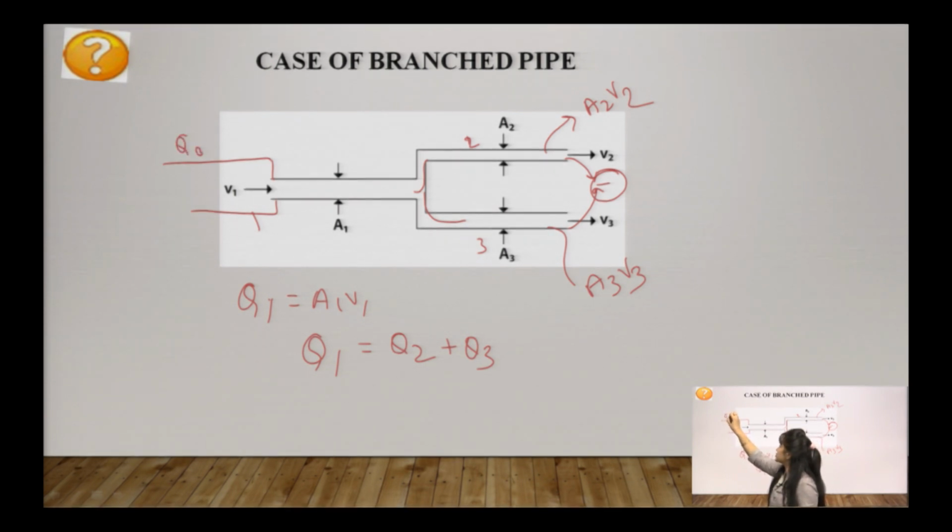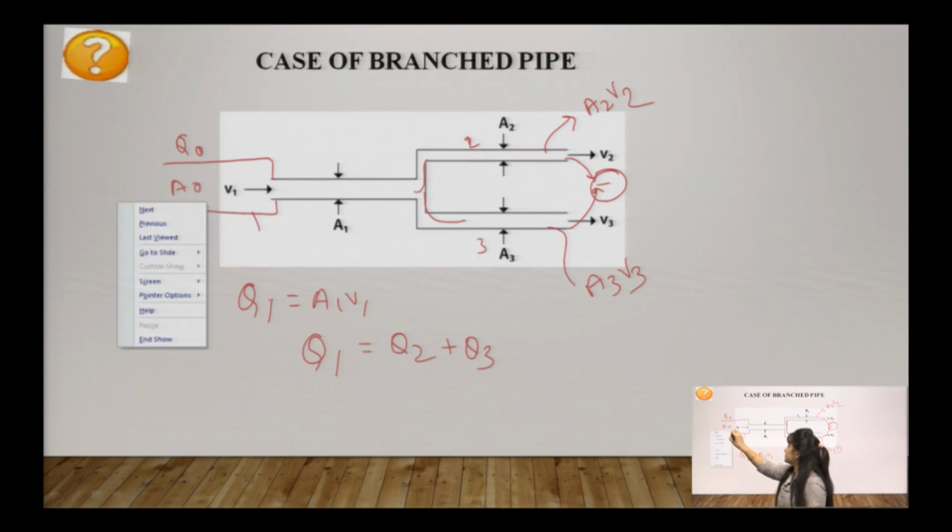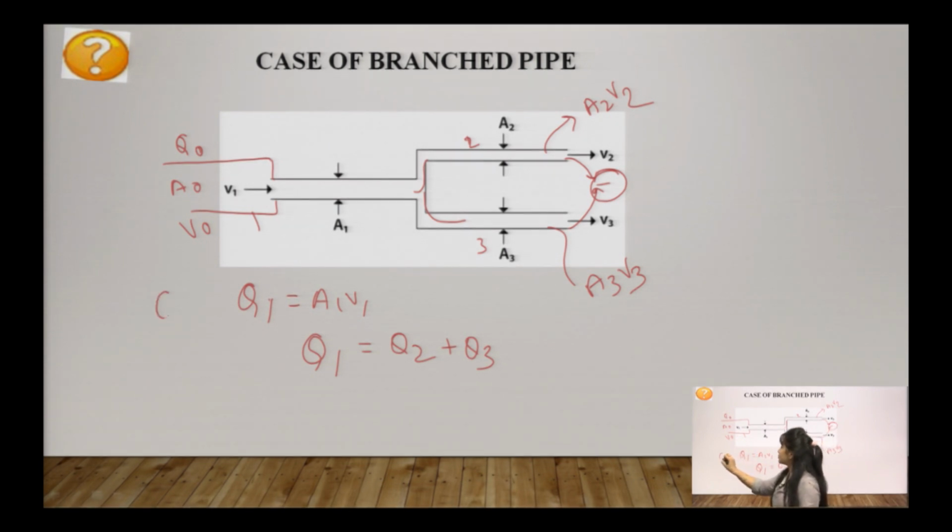Also this pipe diameter can increase, and here another pipe is there. If it is Q naught with the cross sectional area A naught and velocity V naught, then this Q naught would have been equal to Q1, because the rate of flow coming from this end is entering directly to the cross section of area 1. Q naught is equivalent to Q1, which is equivalent to Q2 plus Q3. This is how you can calculate the rate of flow with the help of the continuity equation.